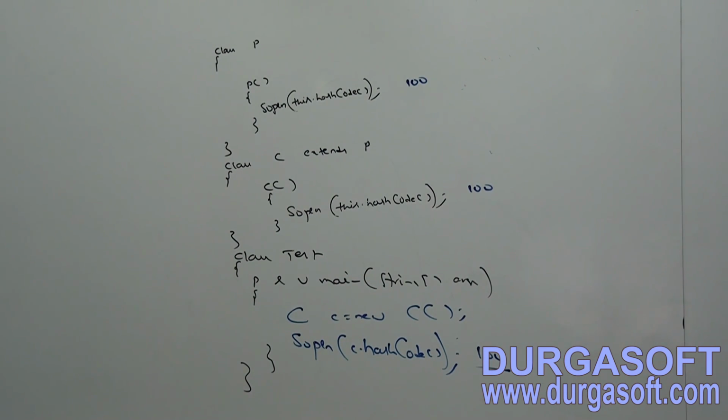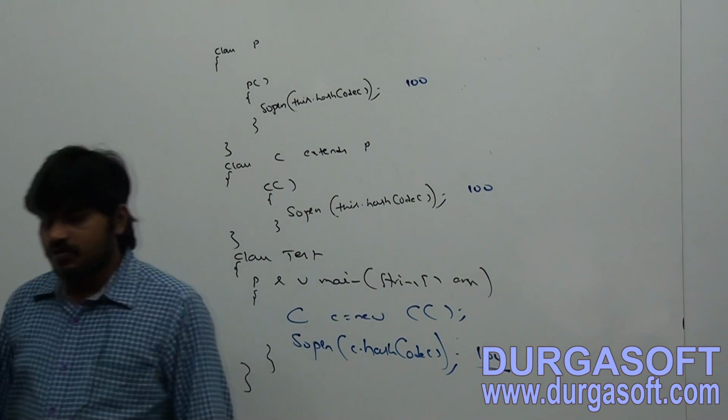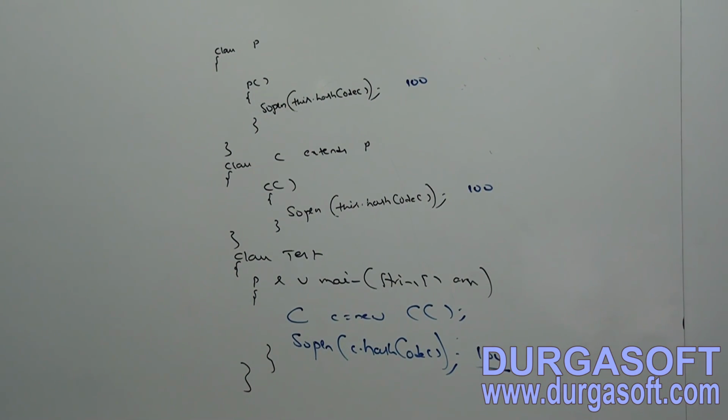So in all three cases the same number appears. It need not be 100, but whatever number we get, the same number will be there in all three SOPs. The same number by default will be there.